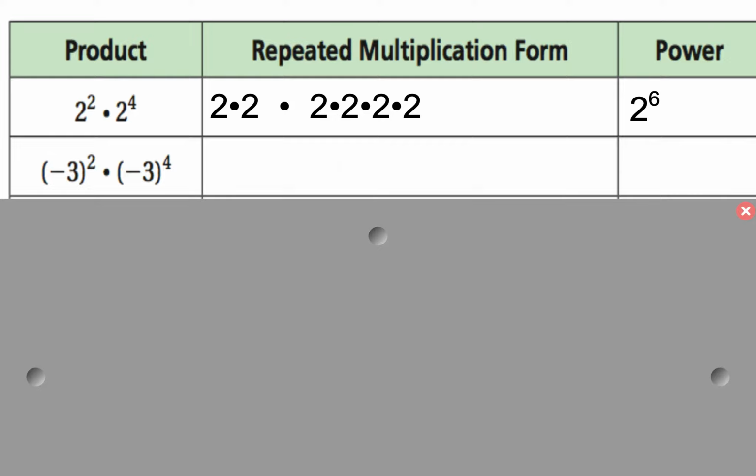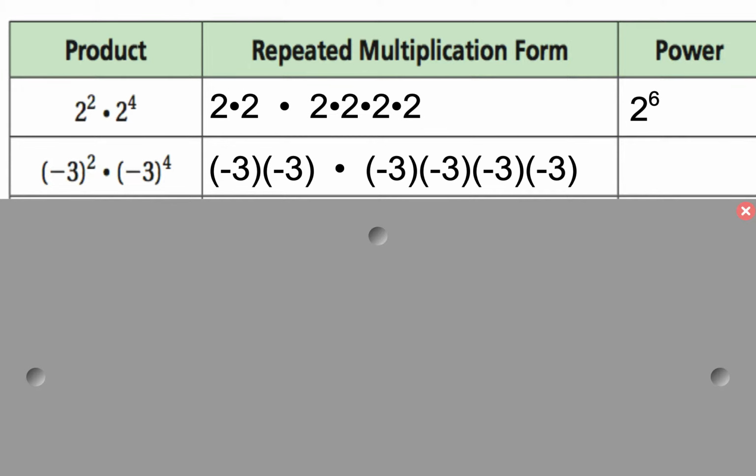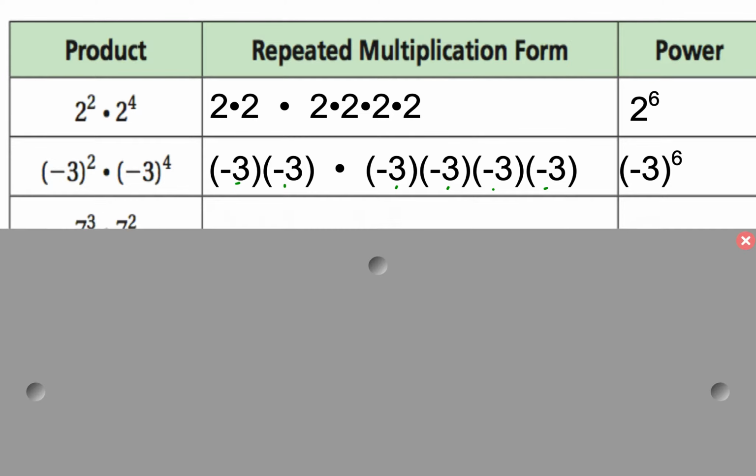Let's look at our next example. The exponents are the same here, just a different base, so the same process happens. We get negative 3 squared, which is negative 3 times negative 3, and we're going to multiply that by negative 3 to the 4th power, and we get negative 3 to the 6th power, because there are a total of 1, 2, 3, 4, 5, 6 negative 3's.